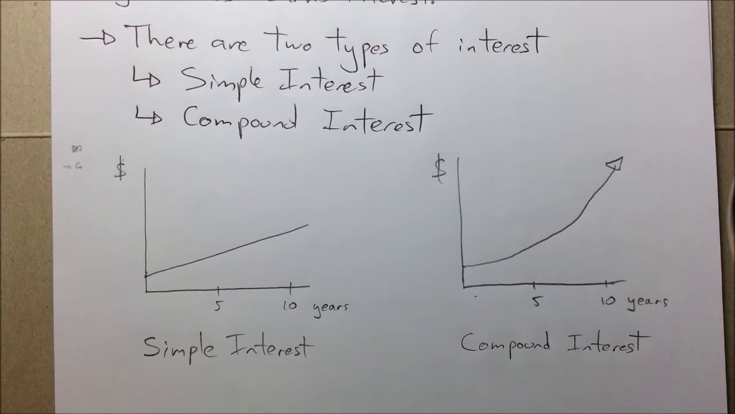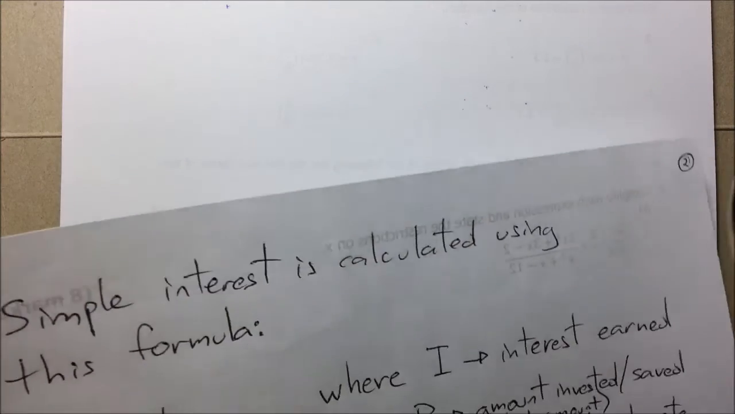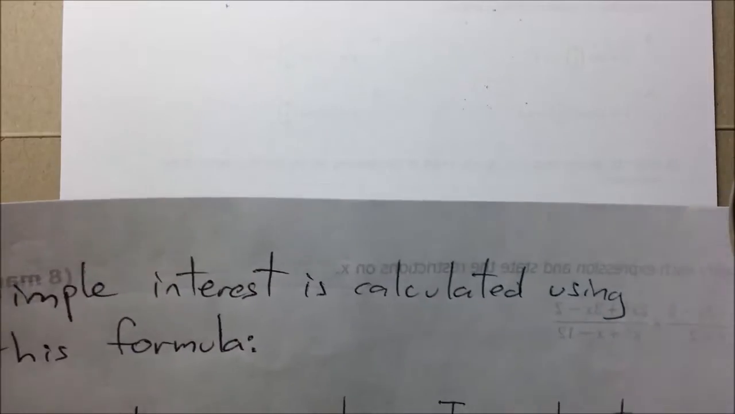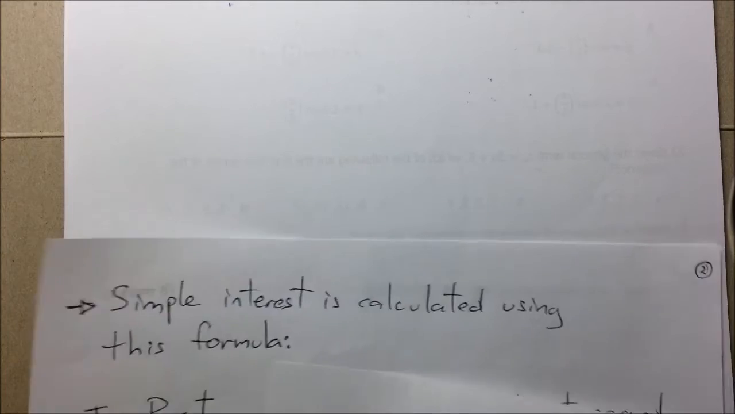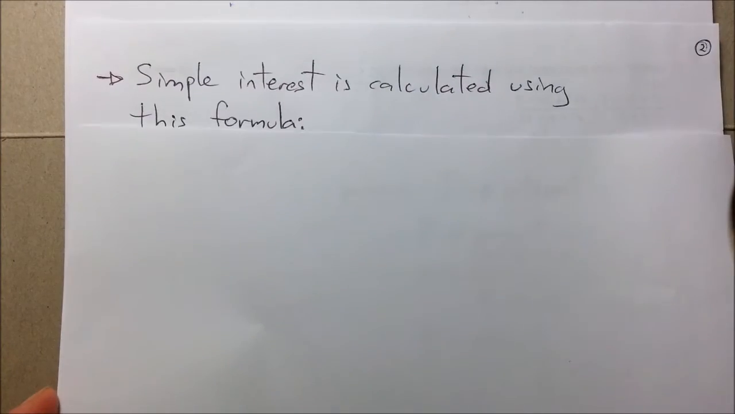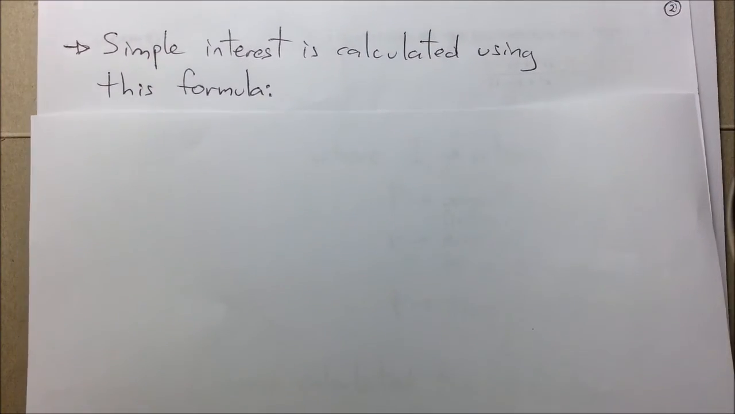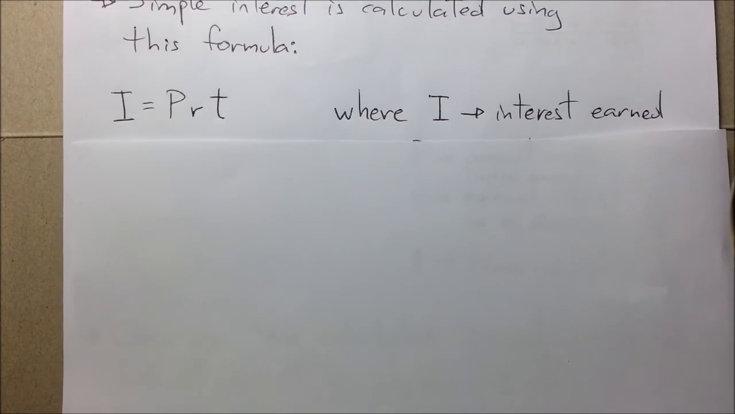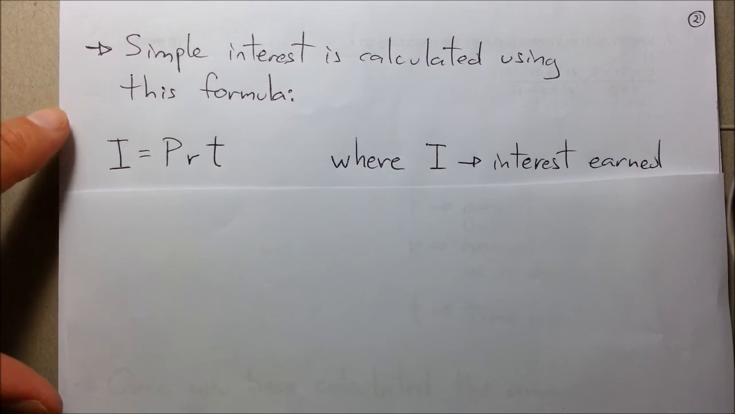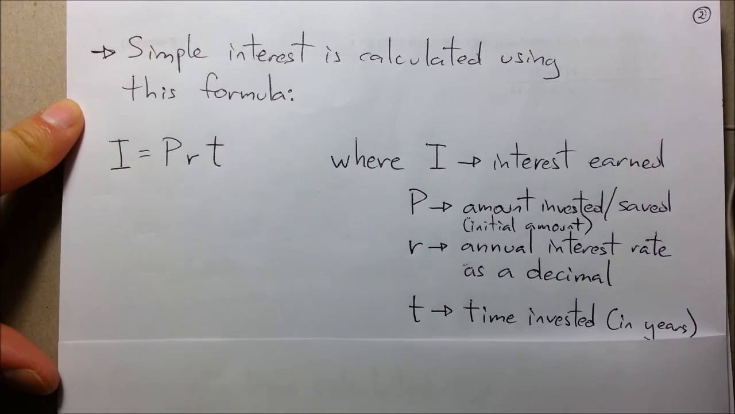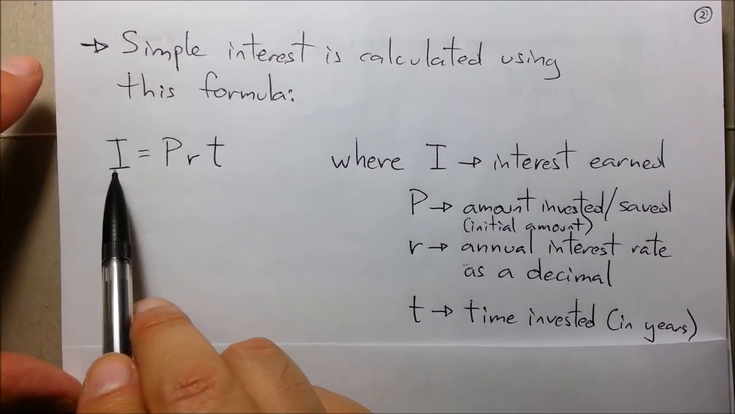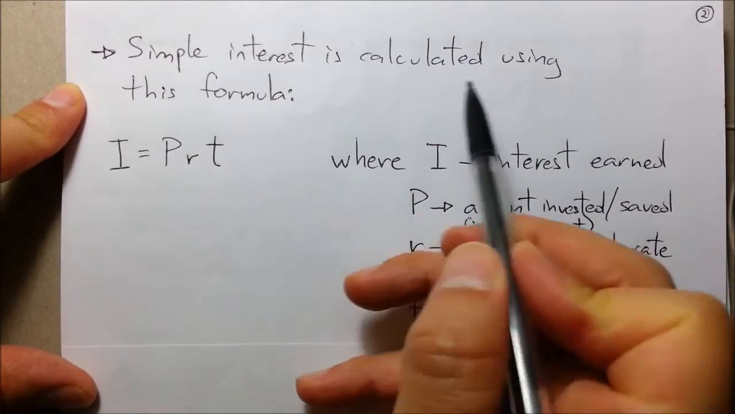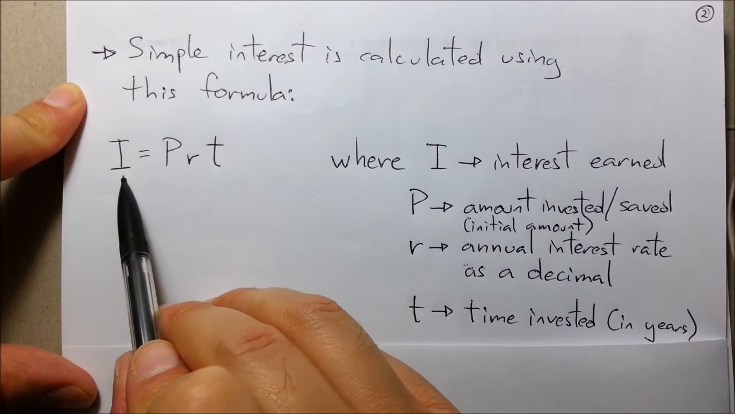So now, let's dive into simple interest first. The first thing to remember is the following. I'm looking for a page here to try to cover up, and I'll show you everything. So simple interest is calculated using this formula. Here's the formula for simple interest. I equals PRT, where I is the interest earned. This is the formula for simple interest. We calculate using these formulas.